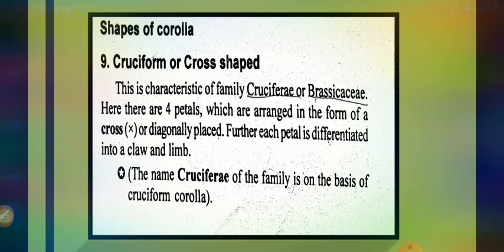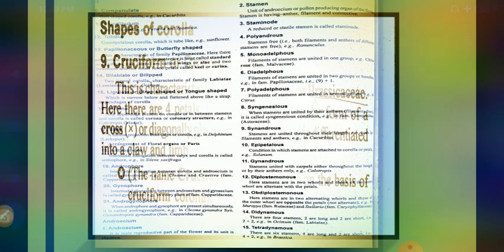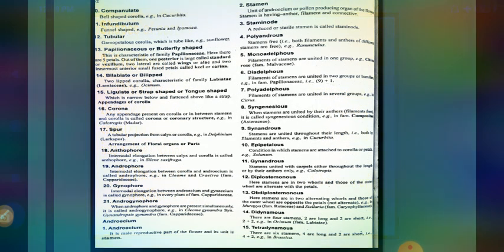Each petal is further differentiated into a claw and a limb. The family name Cruciferae is given on the basis of the cruciform corolla. So, on the basis of the shape, the family name was also given, due to the different shape of their corolla. Then comes the campanulate type, otherwise the bell-shaped corolla.